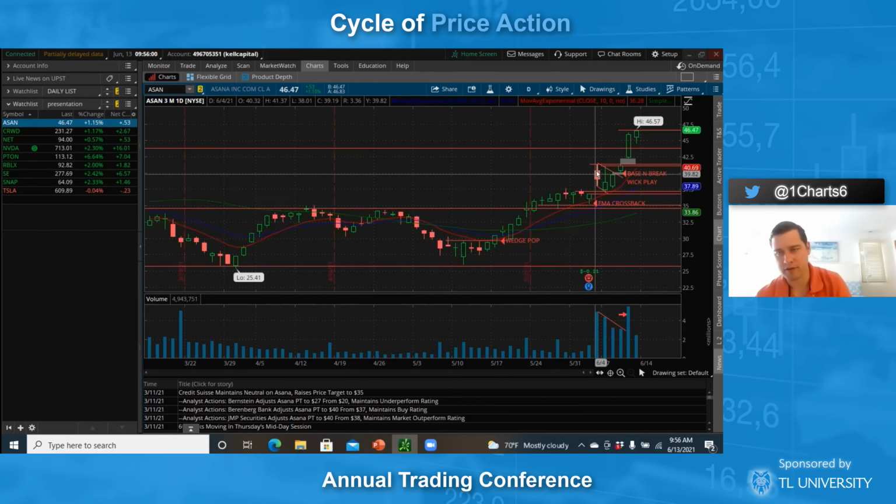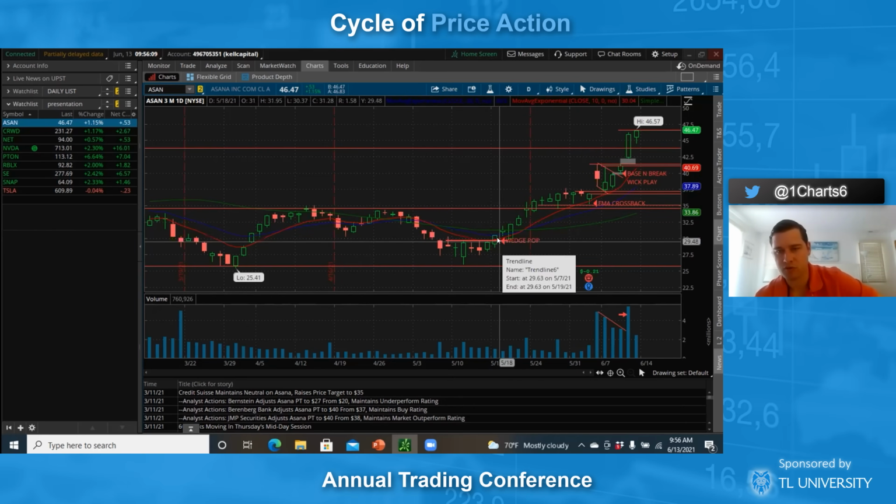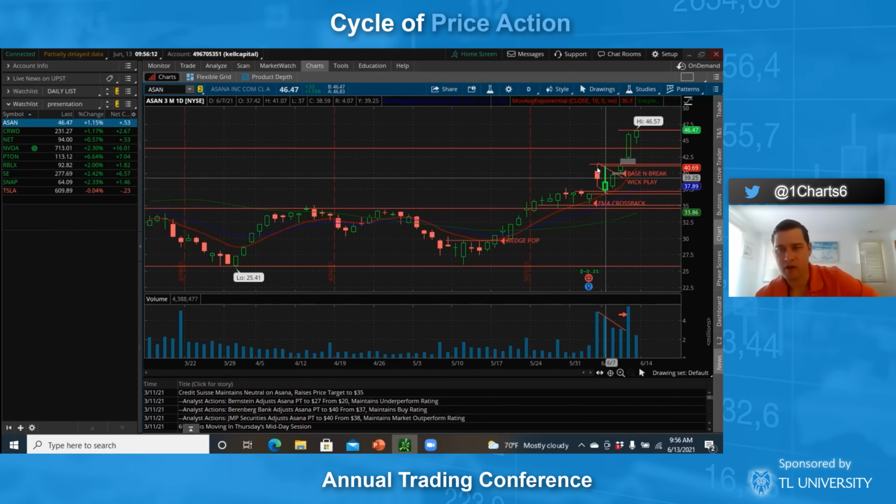And so I actually bought this here, and I had to get out of it and then rebuy it. But if you look at the whole complete picture, we have a wedge pop off the lows. This was not on my radar here. We then had an EMA crossback, and then we gap up on big volume on earnings. So that's what I call a bull snort. That's like, hey, your ears should perk up. Hey, what's going on here?